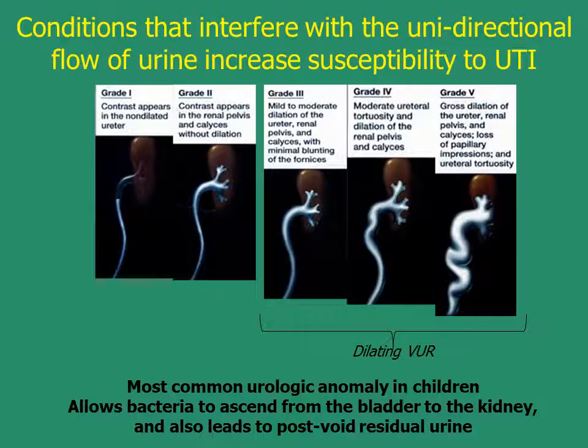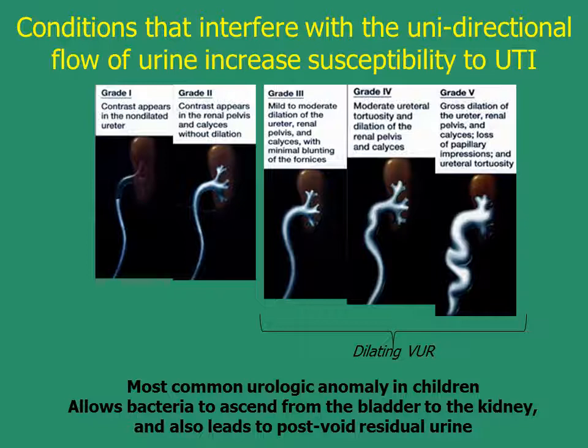Conditions that interfere with the unidirectional flow of urine increase susceptibility to UTI. This occurs with vesicoureteric reflux and obstruction. Vesicoureteric reflux, the most common urologic anomaly in children, allows bacteria to ascend from the bladder to the kidney, and also leads to post-void residual urine. Vesicoureteric reflux can be primary or secondary to posterior urethral valve, ectopic ureter, or prune belly syndrome. It is an important risk factor for recurrent UTI and renal scarring.